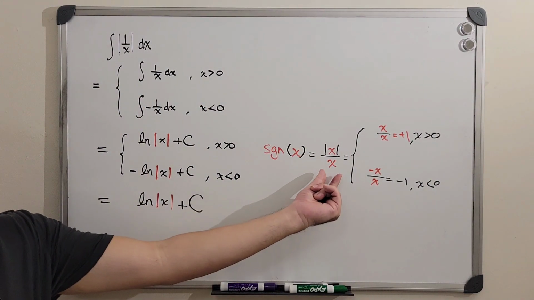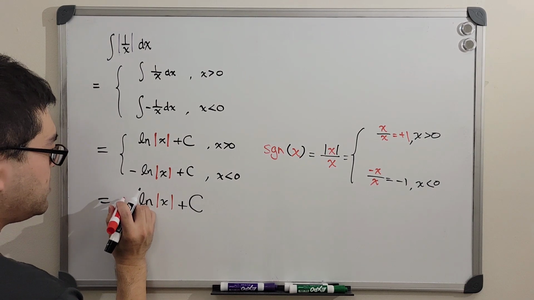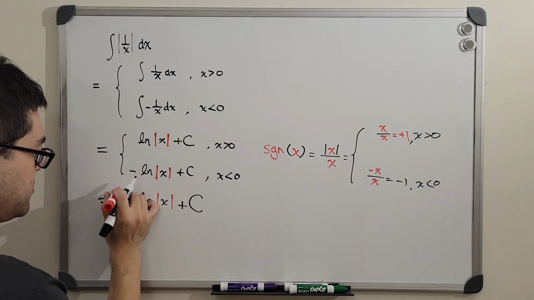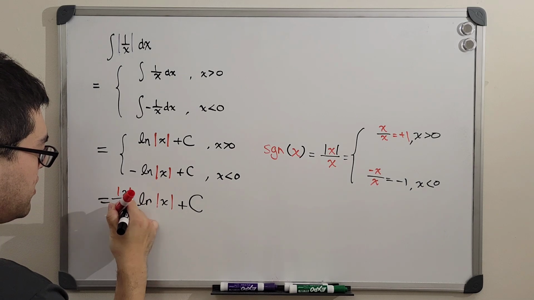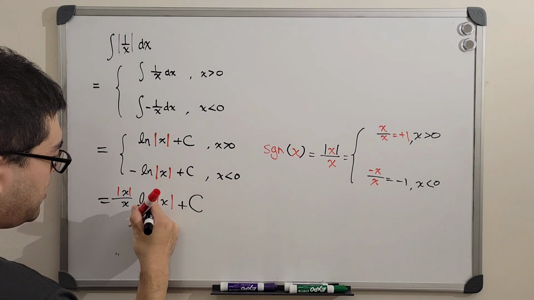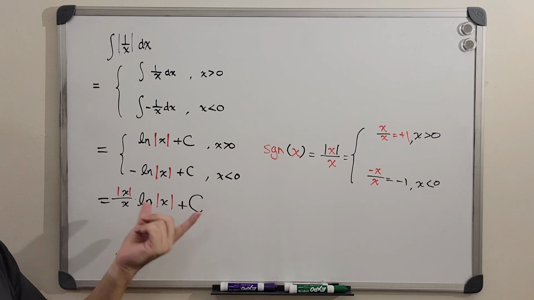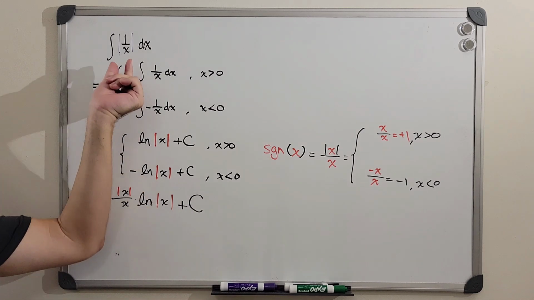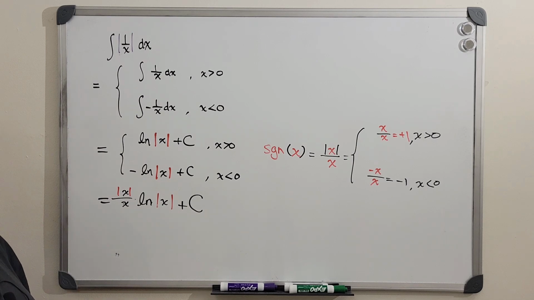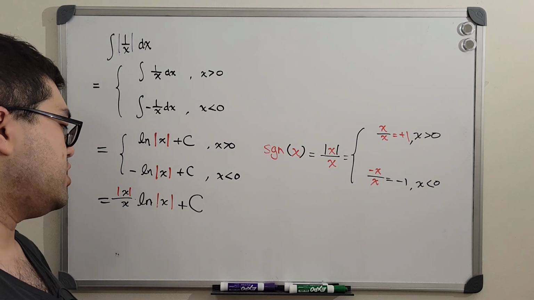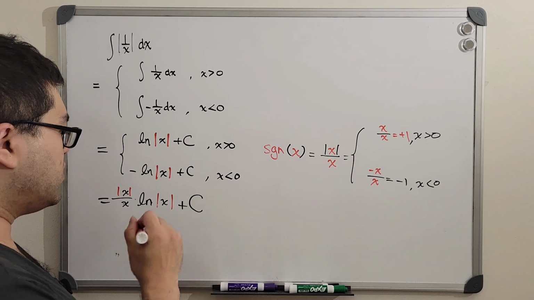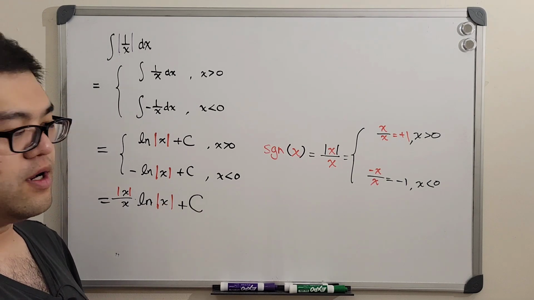And therefore, we can just throw this into the front to give us the absolute value of x divided by x, and then times whatever we have here, ln of absolute value of x, plus c, to get the general expression of the antiderivative of absolute value of 1 over x with respect to dx. And again, this is just saying that we're trying to get the general expression of the antiderivative of the modulus inverse function in one single line without splitting into any cases. That's it.